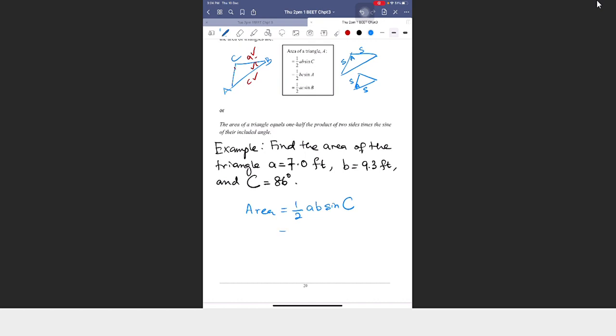So half times A times B times sine 86 degrees. If you use your calculator, roughly, approximately, I'll write it in 2 decimal places, you get 32.47. I hope you got the same thing, feet square.